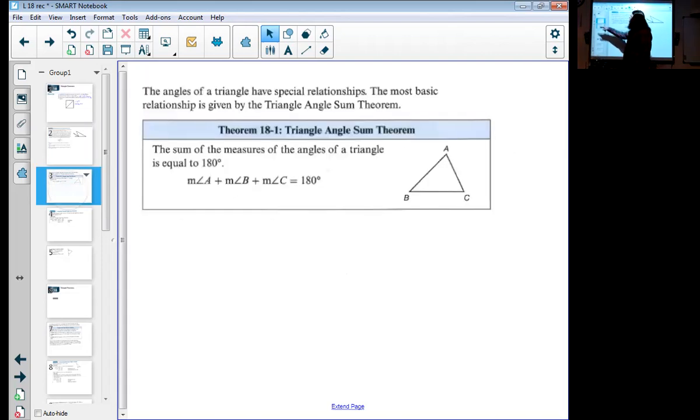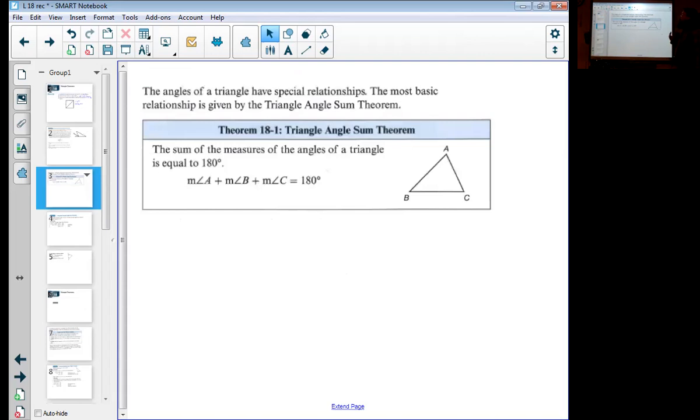And that is, in fact, the triangle angle sum theorem. Angles of a triangle have a special relationship, the most basic relationship given by the triangle angle sum theorem. That means that if you have triangle ABC, the measure of angle A plus the measure of angle B plus the measure of angle C is 180, because 180 degrees is a straight line. That is a straight angle.